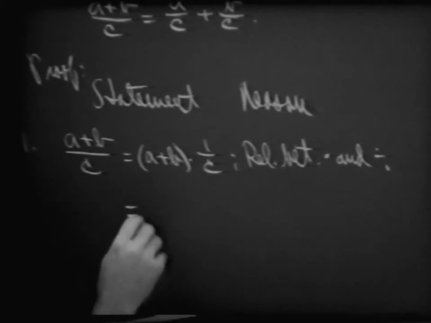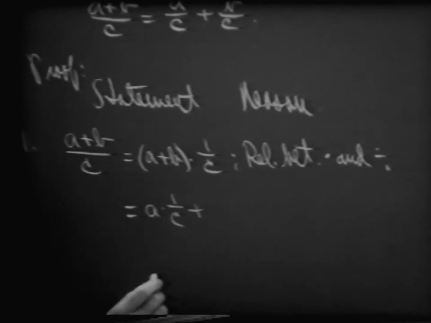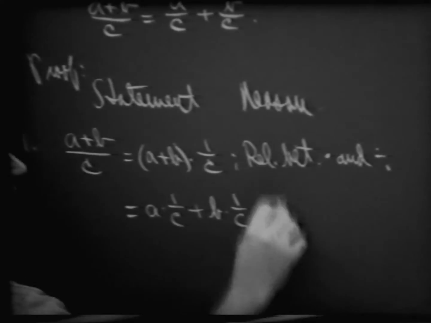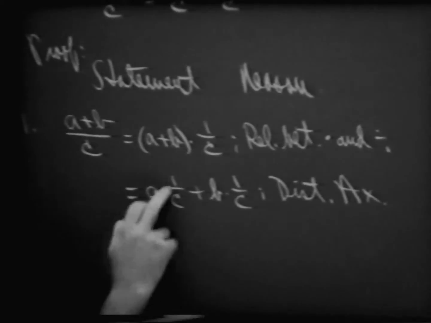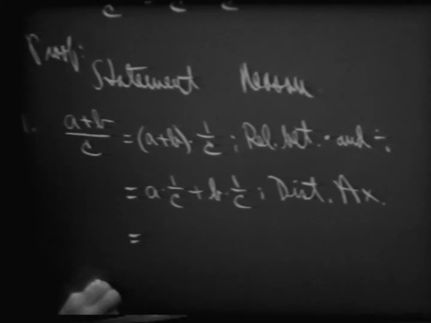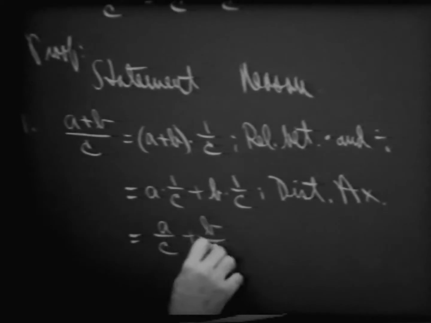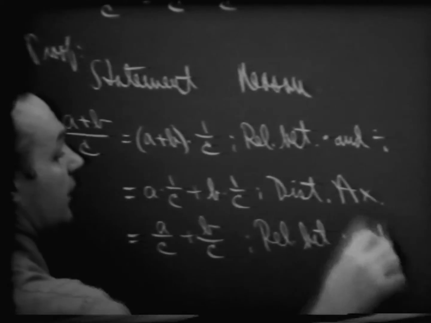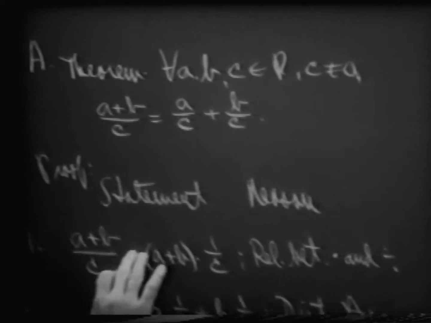Now, looking here at the right-hand side, we have (a plus b) times 1 over c, in which we may think of that as a times 1 over c plus b times 1 over c, and of course the reason for that is this is our distributive axiom. And now certainly a times 1 over c may be written as a over c, plus b over c. And again, this is our relationship between multiplication and division. And we're done. Is that right?